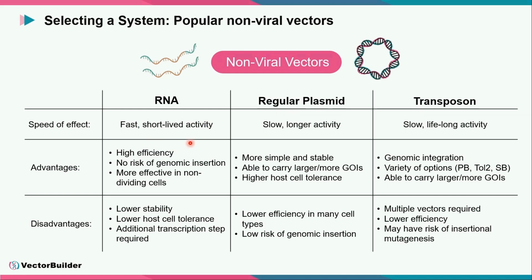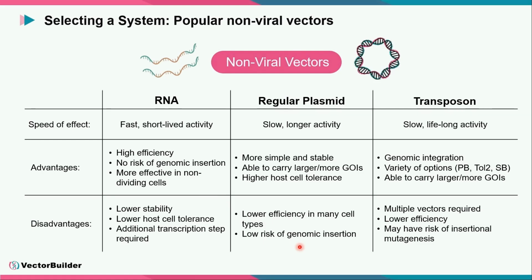In contrast, regular plasmids do have to go through the transcription and or translation process, so they're going to be much slower to initiate activity. And they are more simple and more stable, which means that they're going to have longer-lived activity. Additionally, they can generally carry more cargo than RNA. Of note, it is less efficient in many cell types, including non-dividing cells, which RNA tends to be a little bit better at targeting. And you do have a risk of genomic insertion, although it is low for regular plasmid.